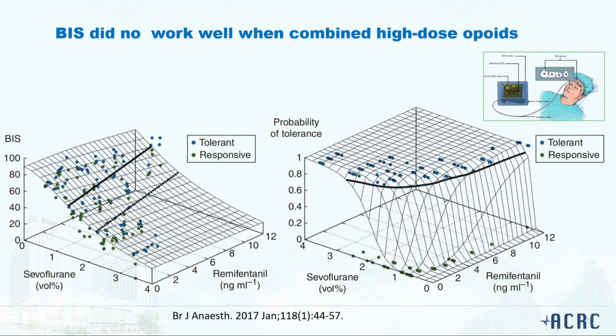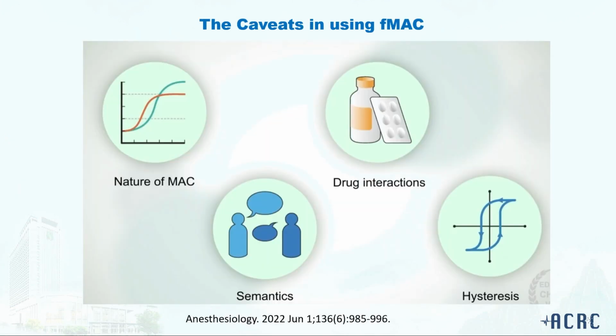So, as also indicated by this research published in BJA, volatile anesthetics do not work well when used in combination with high-dose opioids. So what can we do? Clinically, when we use the MAC to guide us in titrating the optimal anesthesia, we need to keep in mind the nature of MAC as a probability curve.